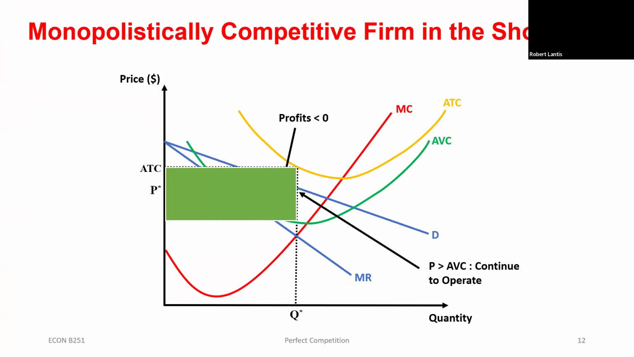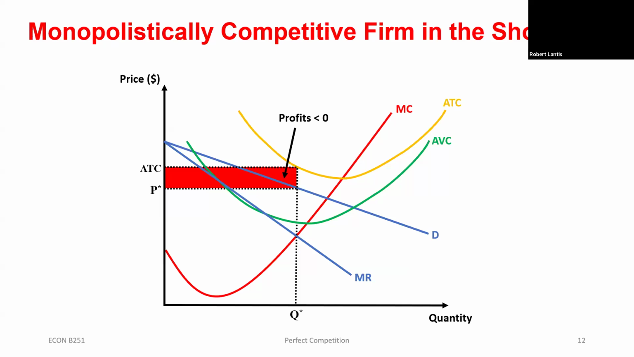Much larger. You can prove this to yourself with numbers. Really all a graph is, there are numbers behind this, so all we're doing is a visual representation of numbers. But here, if price is ever above average variable cost, your losses are actually smaller if you stay open.